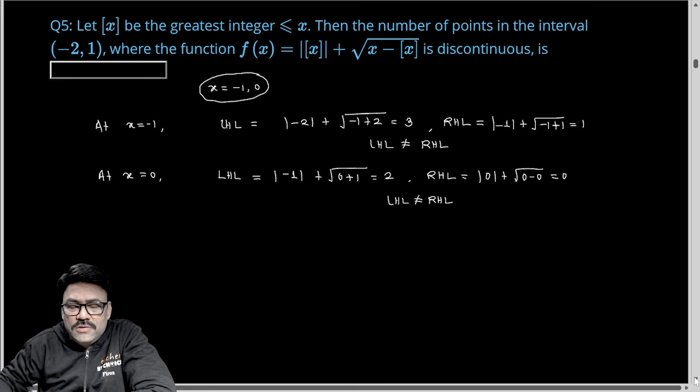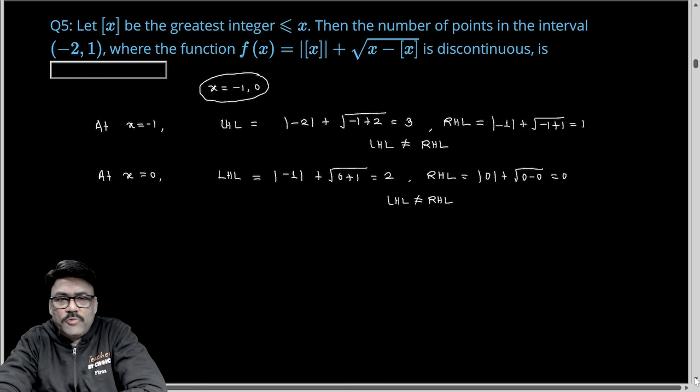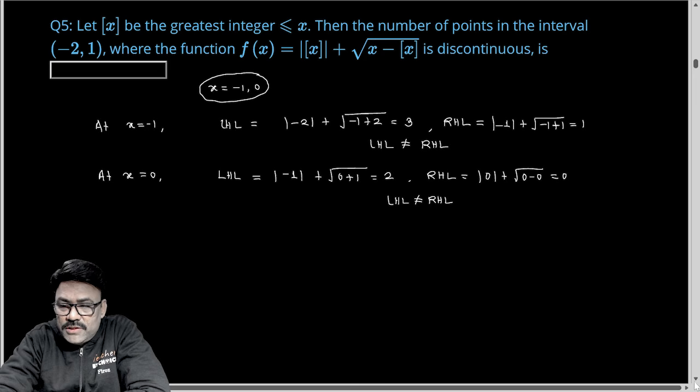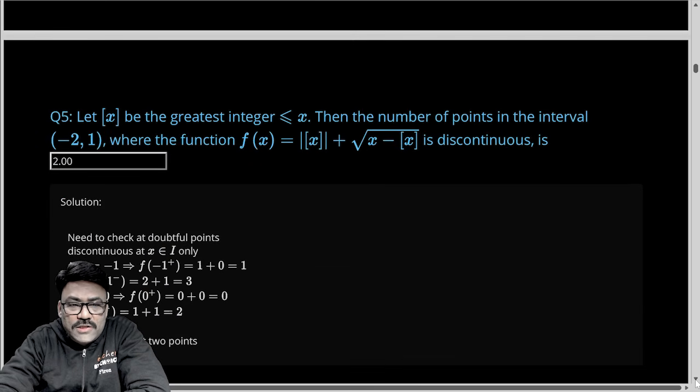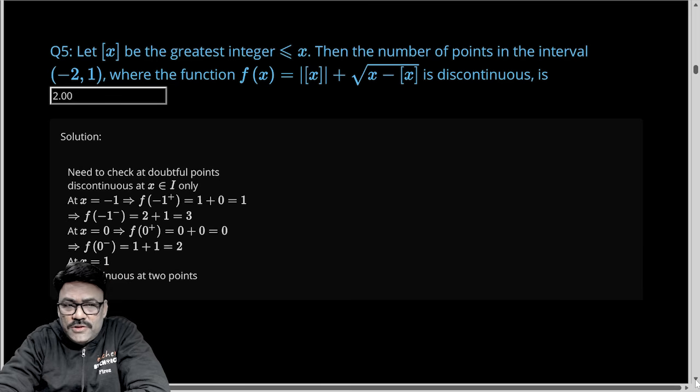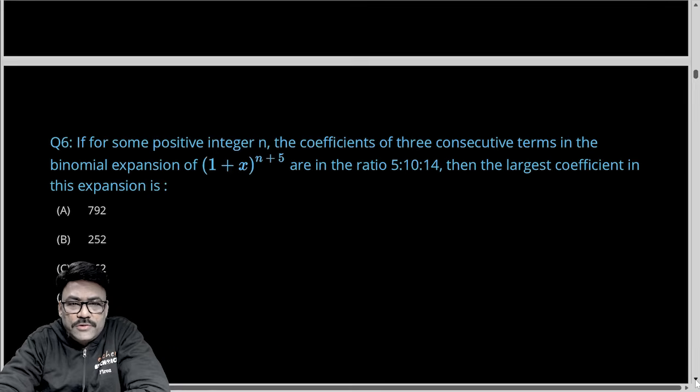So hence this function is discontinuous at 2 points, minus 1 and 0. So minus 1 and 0 are the 2 points where this function is discontinuous. So hence you will say that there are 2 points of discontinuity. Means your final answer will be 2 here, right?